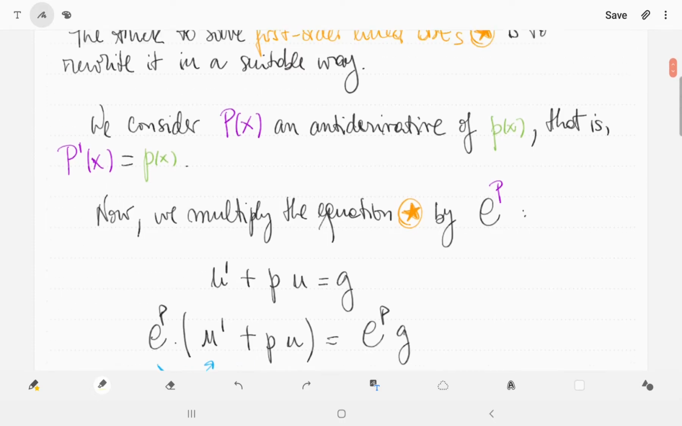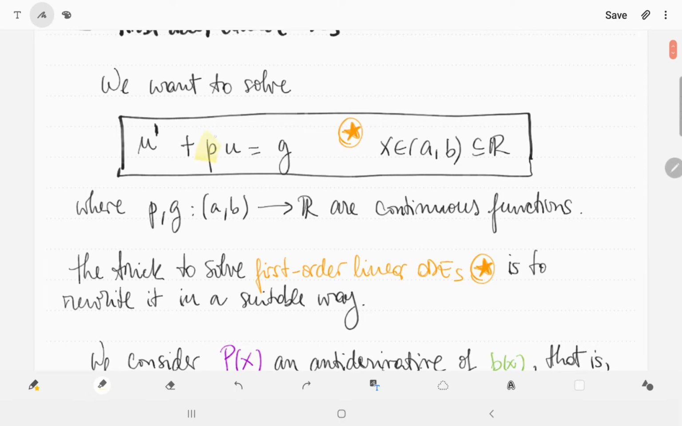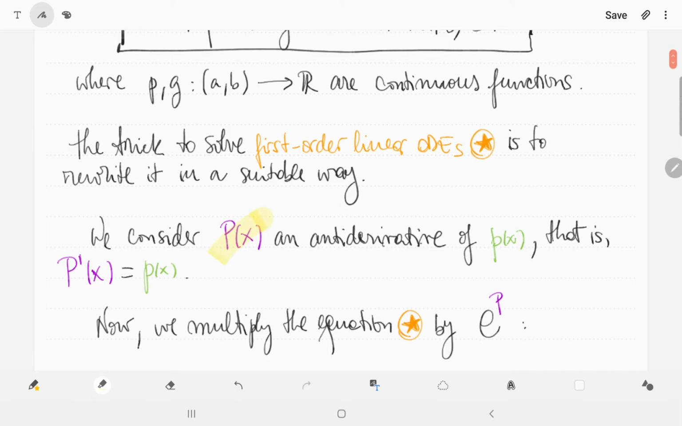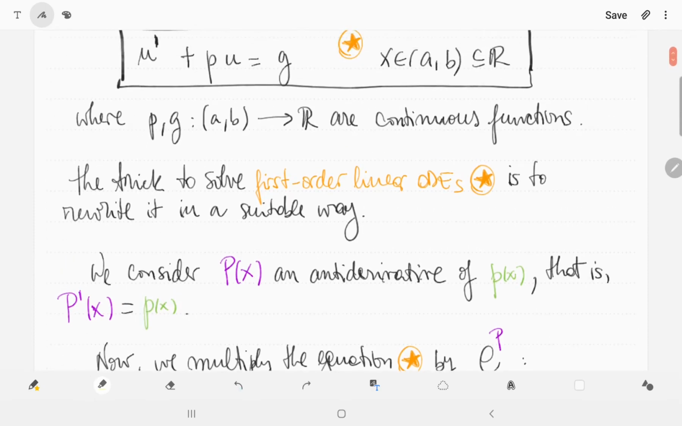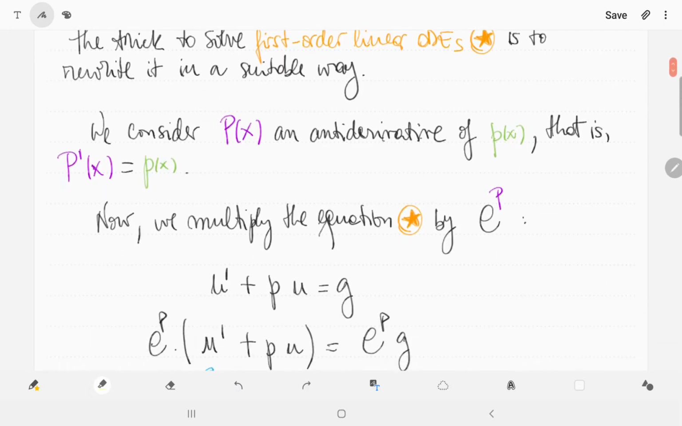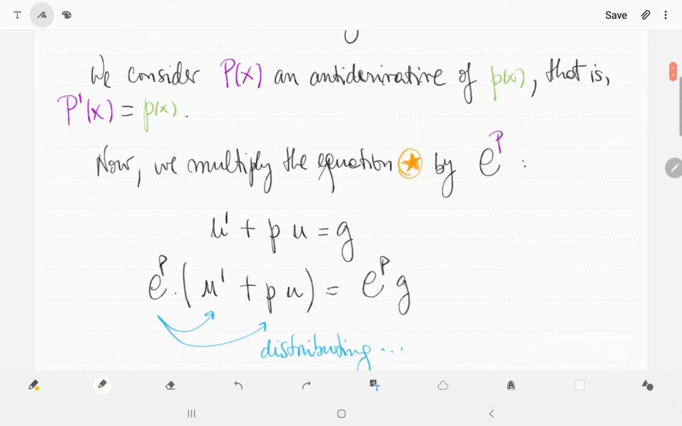The trick here is that we will use an auxiliary function. You look at this small p. We will consider capital P an antiderivative of small p. That means that when we differentiate capital P, we recover small p. And we multiply the equation by this exponential to the power capital P, the function.